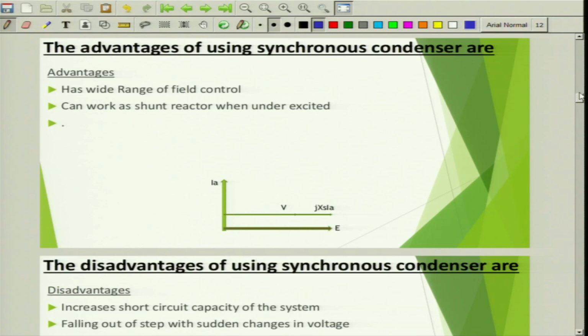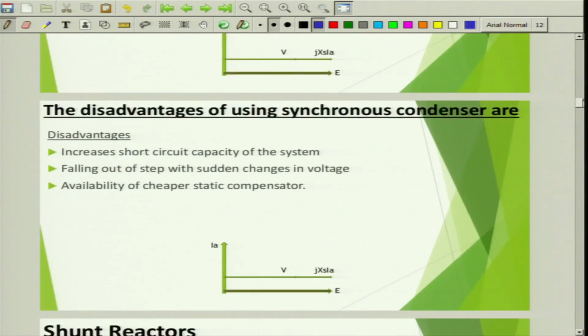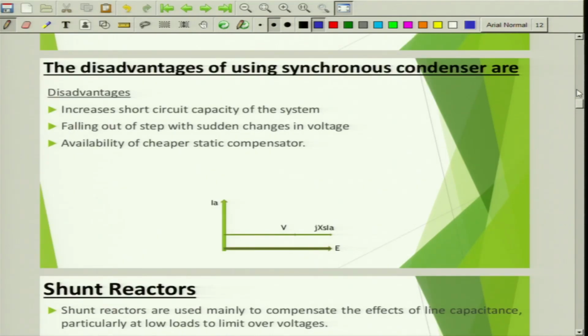What are the advantages? A wide range of field control, and it can work as a shunt reactor when under excited. So both quadrant operation is possible. It can inject or absorb reactive power. Disadvantages: it increases the short circuit capacity of the system because there is a rotating machine present. If there is a fault, they would also inject current because you cannot suddenly control it, there is a rotating mass, inertia is there. So they will contribute to the fault current.